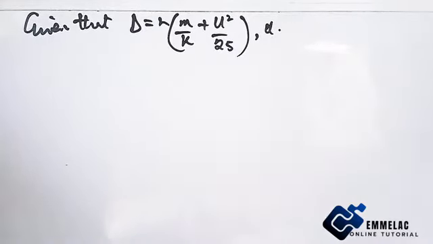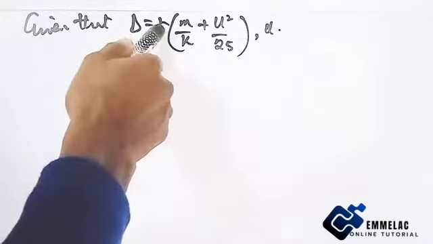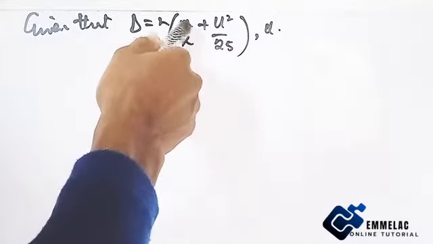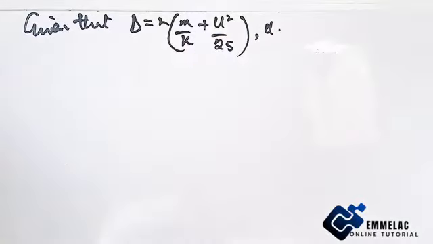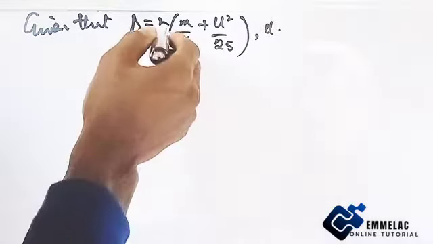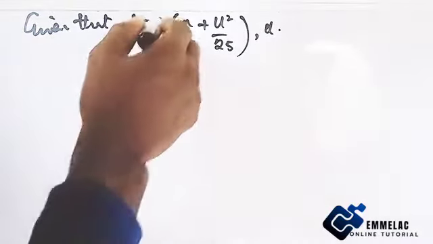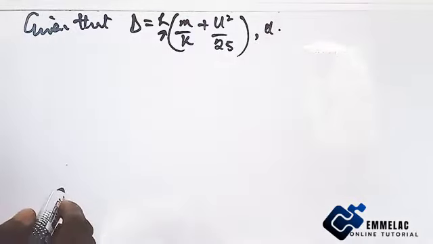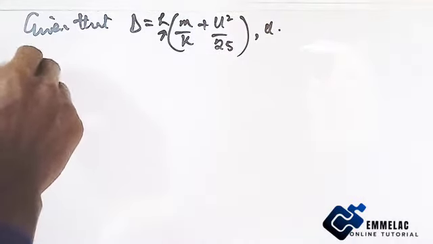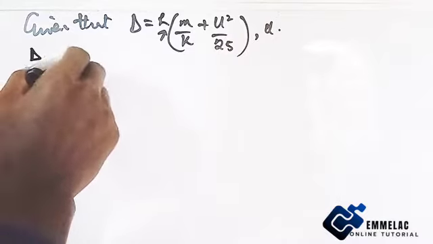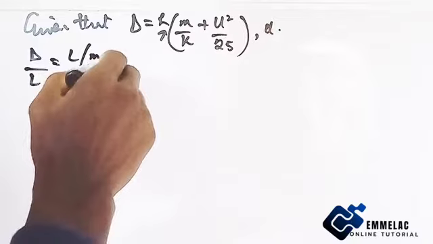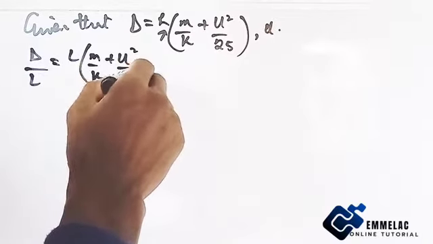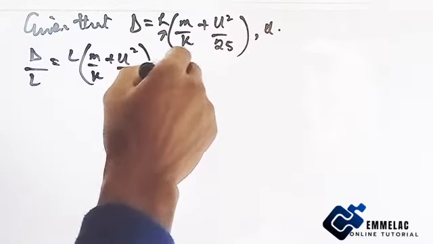Okay, here's another example. Given that d equals L, all in brackets, m over k plus u square over 25, make u the subject of formula. First of all, in this expression, what do we need to do first? Take away L, which means we are dividing both sides by L. So as such, we can now say d over L equals L into m over k plus u square over 25 times 1 over L.